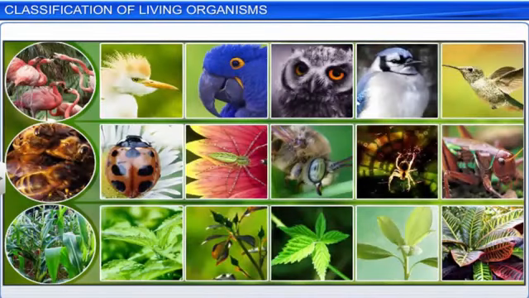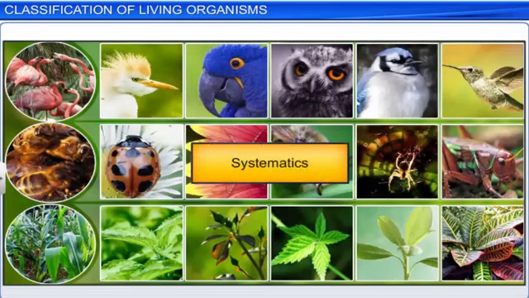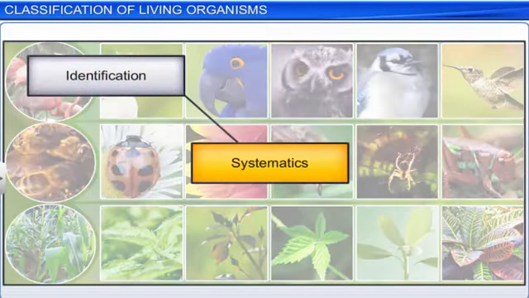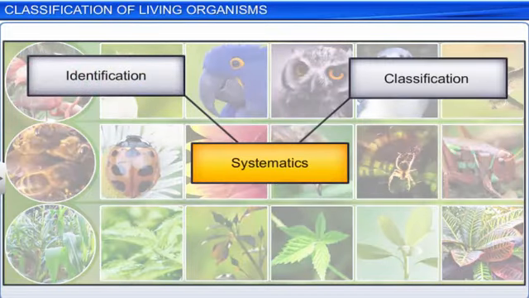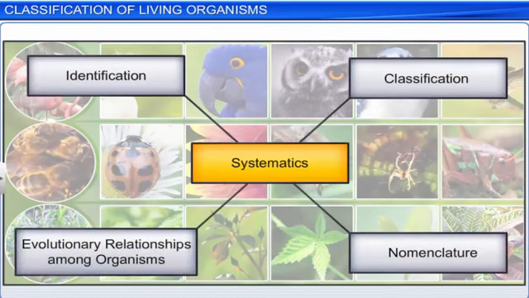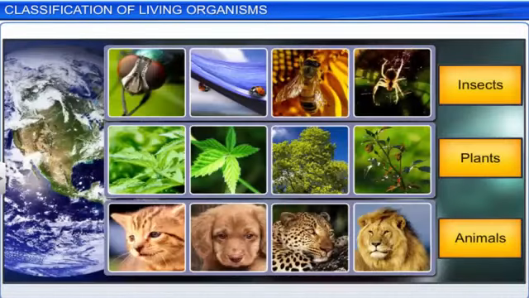This branch of study is known as systematics, which means systematic arrangement of organisms. However, today, systematics also includes the identification, classification, nomenclature, as well as evolutionary relationships among organisms. Therefore, in this diverse world, it is important to classify and name living organisms for their easy identification and study.